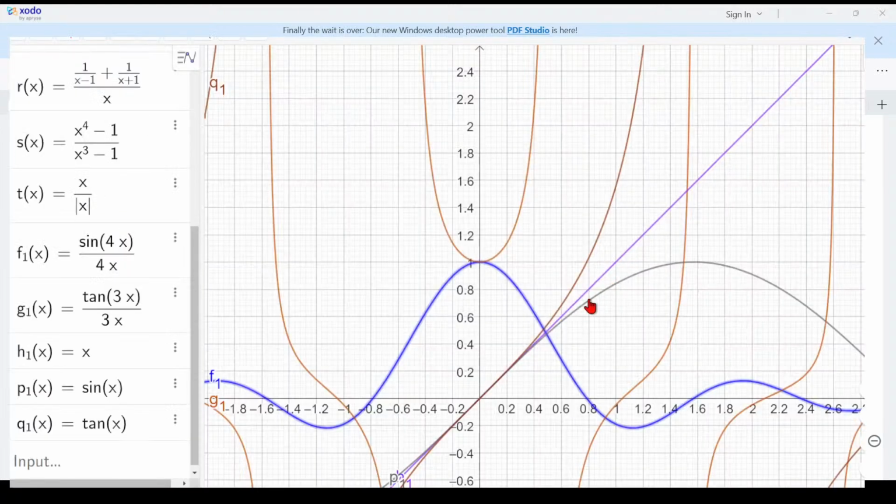So you'll remember this. Sin theta by theta, tan theta by theta, they will approach 1 when theta is approaching 0. Cool.